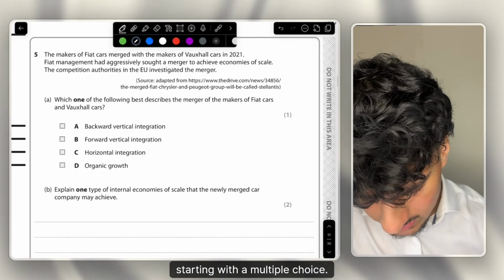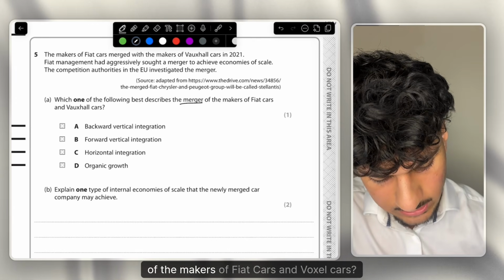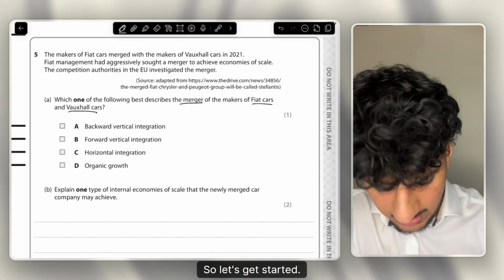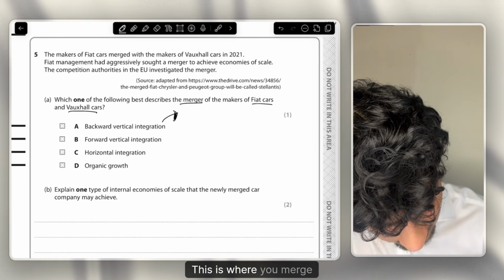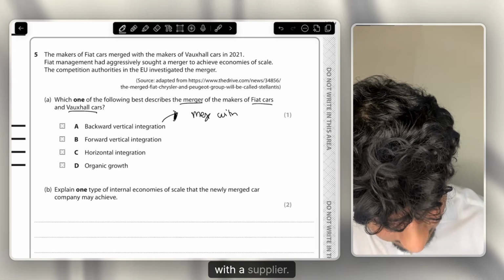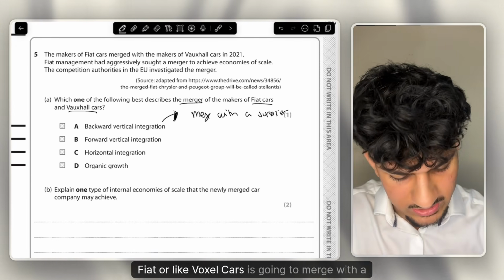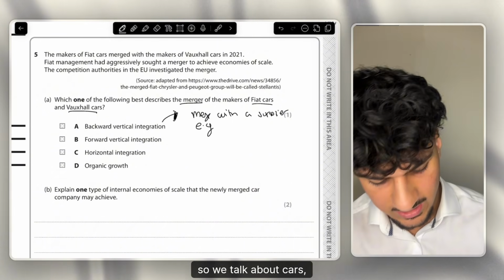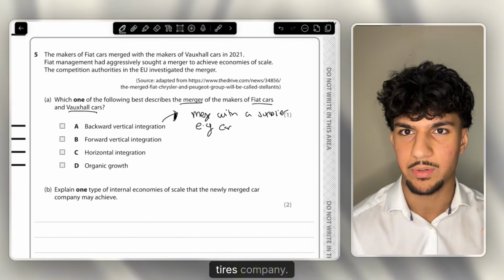Starting with a multiple choice. Which of the following best describes the merger of the makers of Fiat cars and Vauxhall cars? So this is actually a really good question for revision, so let's get started. What is backwards vertical integration? This is where you merge with a supplier. So for example, Fiat or Vauxhall cars is going to merge with a supplier. An example of this, since we talk about cars, is a car company merging with a tyres company. So why do firms do this?